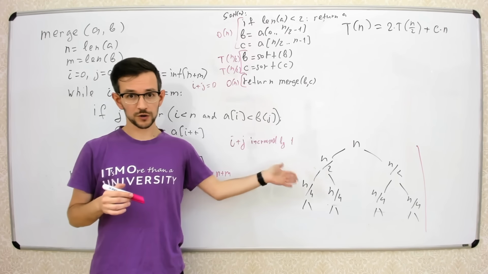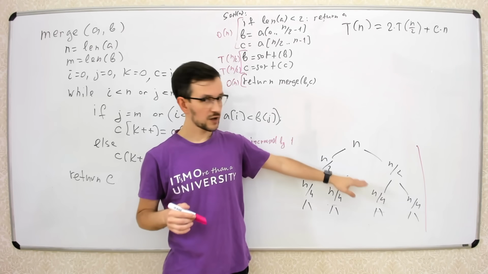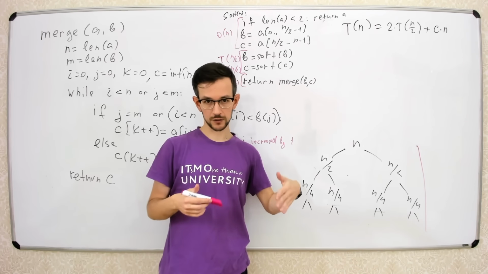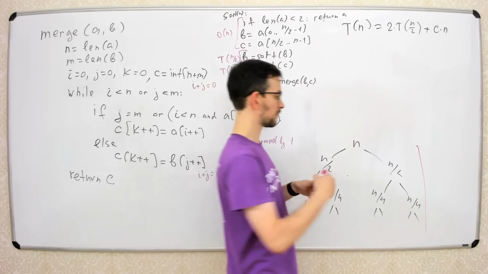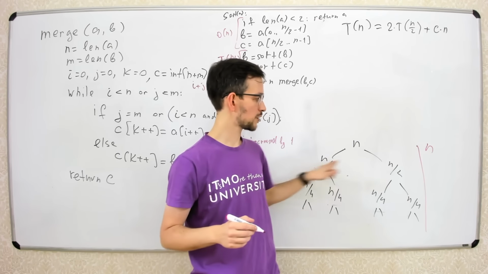Easiest way is just to look at this tree and calculate it. On each level, the sum of all numbers is n, so we spend n time on this level. Here we have n over 2 here and n over 2 here. The sum is n.